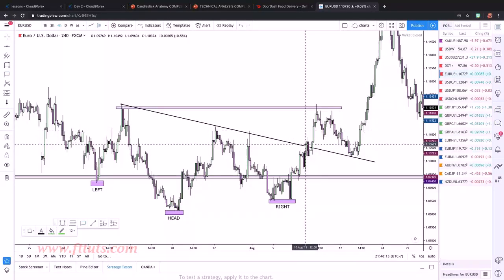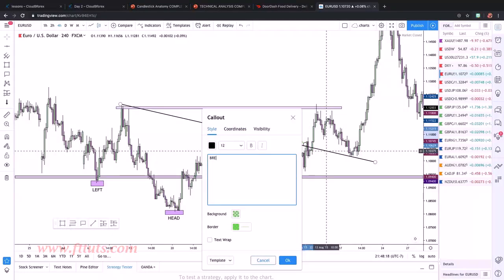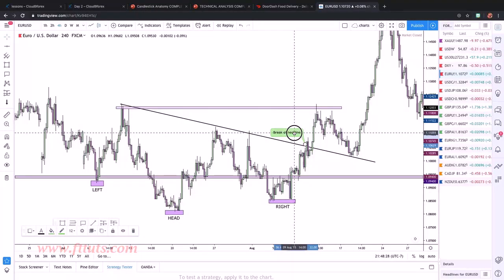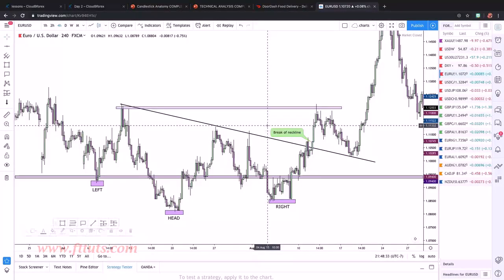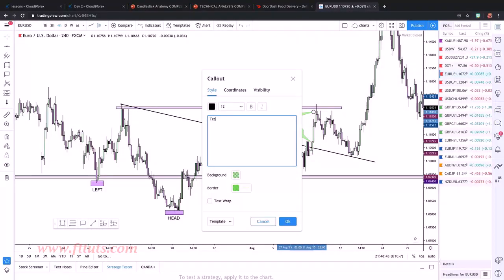Sometimes it gets confusing of which tool is where, but eventually you'll get the hang of it. But sometimes I even get confused because TradingView changes their stuff all the time. So this is the break of the neckline. Then we tested resistance and we respected it.